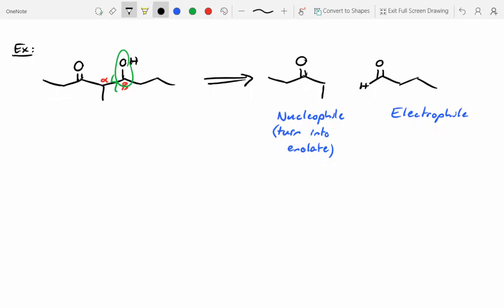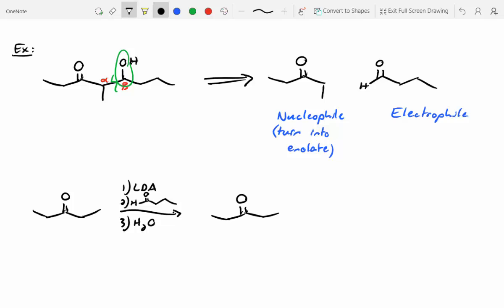First thing we'll do, sorry, I know we're going a little over time, we're going to treat this with LDA, right? We'll deprotonate that ketone on the left, get our enolate. Then in step 2, we'll add that into the aldehyde that we're using as our electrophile. And then step 3, we'll treat this with water to give us our final product.